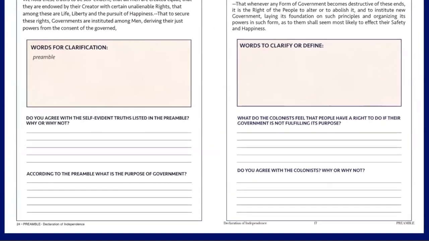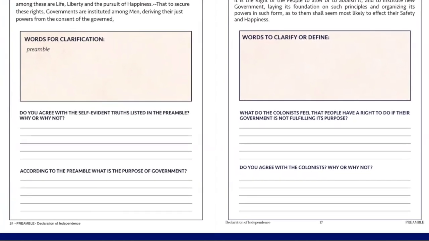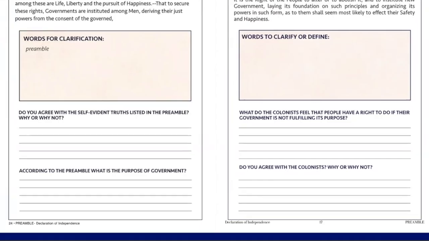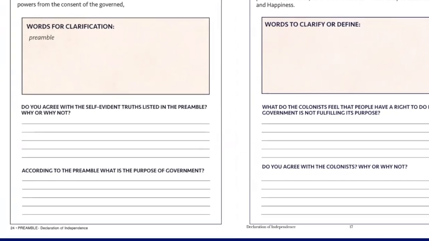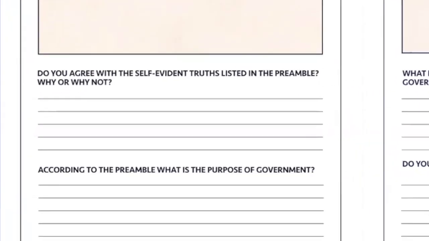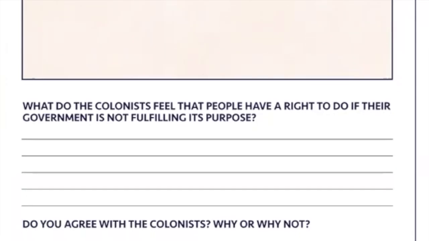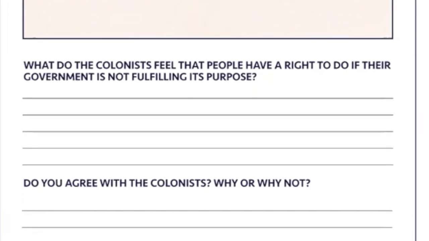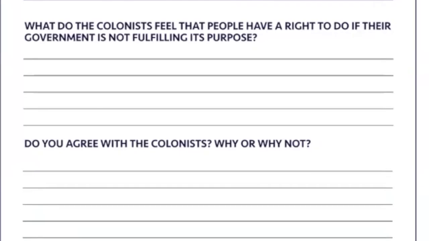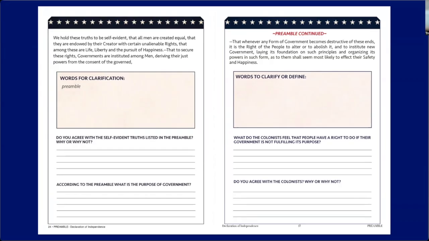But the difference lies in the questions. So below each section of text, there's questions that should make the students think. So for example, on this, we hold these truths to be self-evident. Do you agree with the self-evident truths listed in the preamble? Why or why not? Or what do the colonists feel that people have a right to do if their government is not fulfilling its purpose? Or do you agree with the colonists? Why or why not? Do you think they should have declared independence? And some of these are not easy questions, and if you only get through a couple, that's perfectly fine. But the goal is to get them to dig in and think.